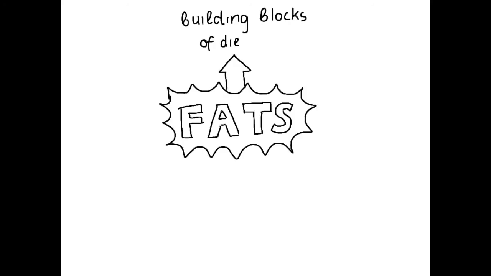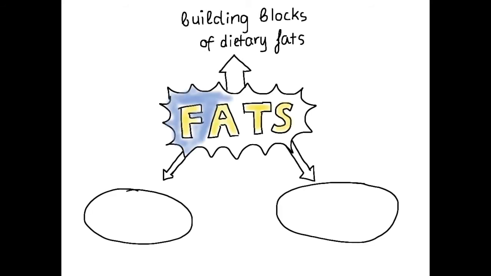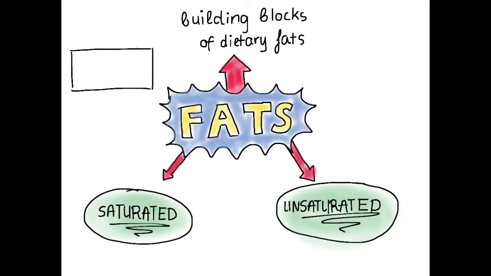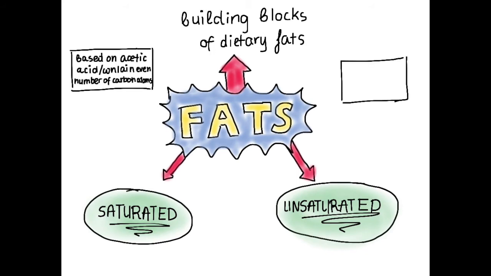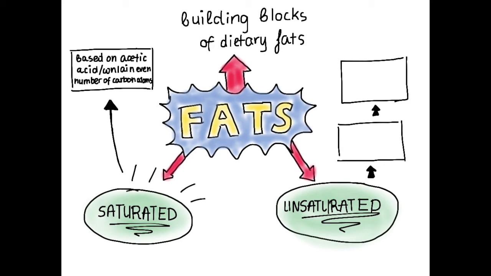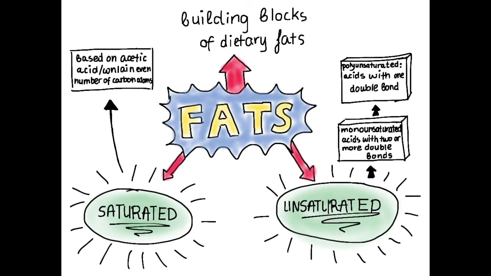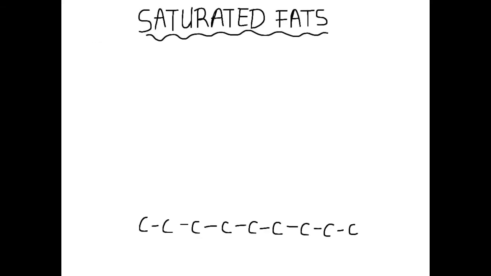Fats act as a building block in diets. There are two types of fats, saturated and unsaturated fats. The difference between saturated and unsaturated fats lies in the number of double bonds in the fatty acid chain. Saturated fatty acids lack double bonds between the individual carbon atoms, while in unsaturated fatty acids there is at least one double bond in the fatty acid chain. Saturated fats are solid at room temperature, while unsaturated fats are liquid.